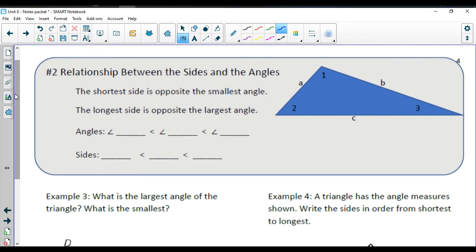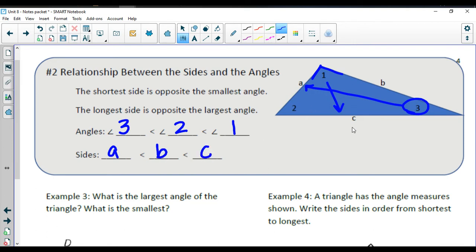In our next relationship, relationship number 2 is a relationship between the sides and the angles. The shortest side is opposite the smallest angle, and the longest side is opposite the largest angle. When I'm looking at these, 1 appears to be the largest angle. So 1 is larger than all the other ones, and 1 is opposite side C. So side C and angle 1 are going to be our biggest. If we look between 2 and 3, 3 is our smallest angle, and that goes across to side A. So angle 3 is smaller than angle 2, which is smaller than angle 1. That tells me in order, side A is going to be smaller than side B, which is going to be smaller than side C.